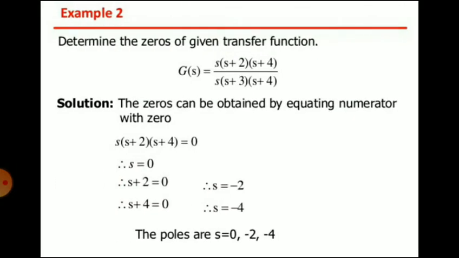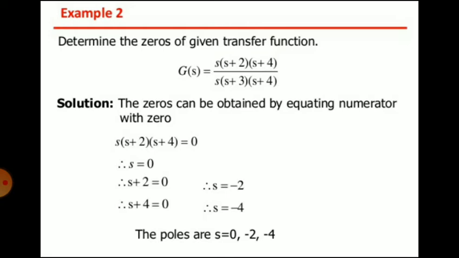So see example 2. The same transfer function that we have seen in example 1 is given. Determine the zeros of the given transfer function. To find the zeros, we have to equate the numerator equal to 0. So zeros can be obtained by equating the numerator with 0. So s into (s plus 2) into (s plus 4) equal to 0. We will find the roots: s equal to 0, then s plus 2 equal to 0 means s equal to minus 2, and s plus 4 equal to 0 gives s equal to minus 4. So the zeros will be s equal to 0, minus 2, minus 4.